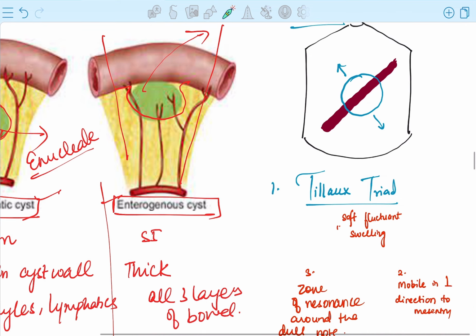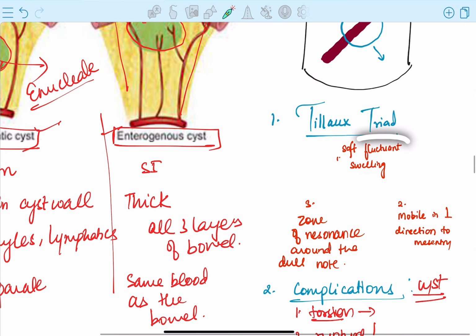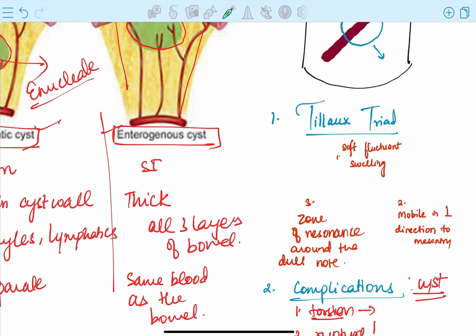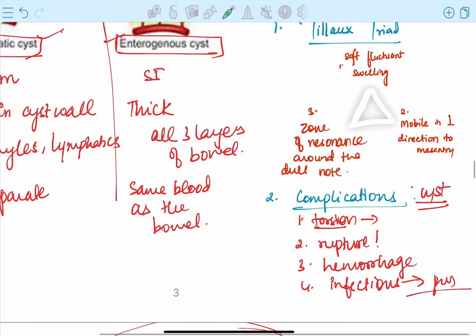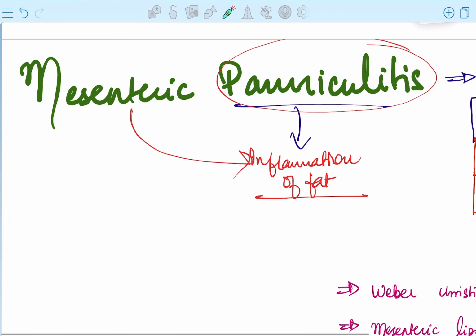And one more important thing is Tillaux's triad, which is about the swelling. First of all, it's a soft fluctuant swelling, and it is mobile in the direction perpendicular to the mesentery, and there is a zone of dullness over the cyst, followed by a zone of resonance surrounding it. So this is Tillaux's triad. And the complications that any cyst can go into are torsion, rupture, hemorrhage, and infection. This is about the cyst.